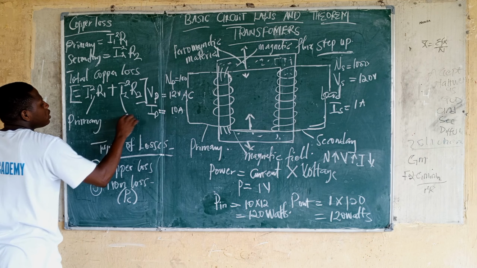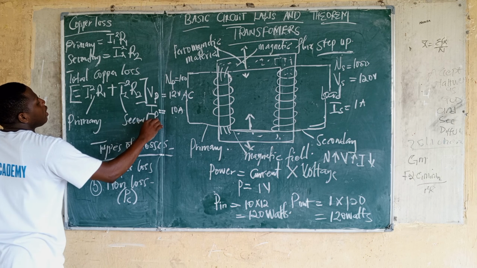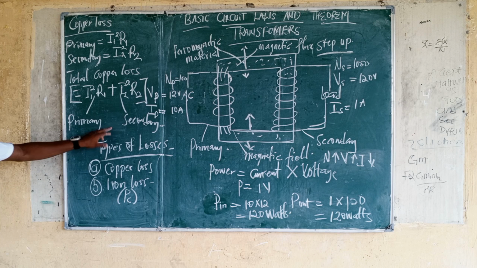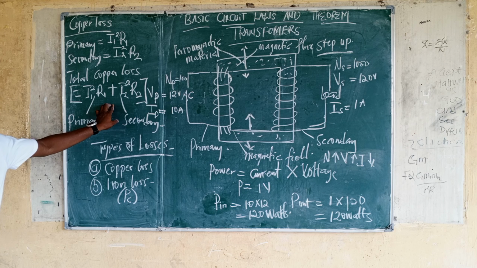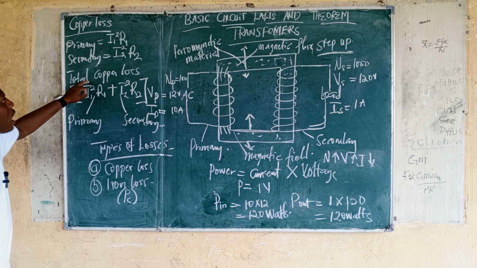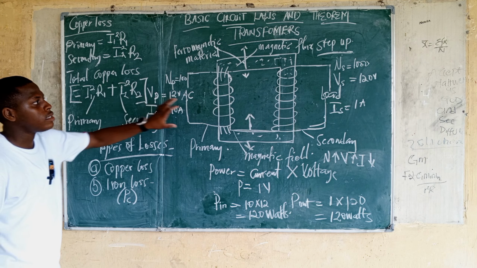Then you get for your what? Secondary. After getting for both of them, what do you do? You add both of them together. You now get your what? Your total copper loss for that transformer.